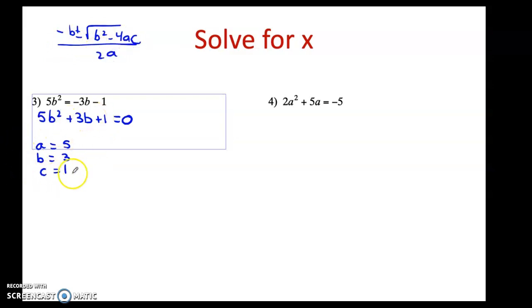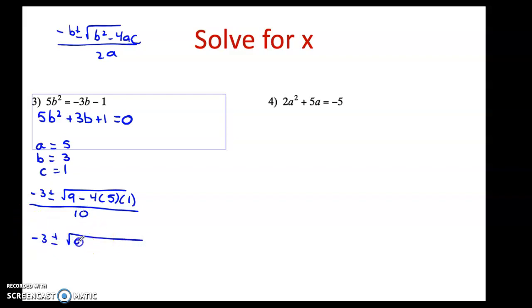So we're going to have negative b. So we're going to have negative 3 plus or minus the square root of b squared, so 9, minus 4 times 5 times 1, 4ac. I'm just substituting those values in, all over 2a, all over 10. So we're going to have negative 3 plus or minus the square root of 9 minus 20 all over 10. Negative 3 plus or minus the square root of negative 11 over 10.